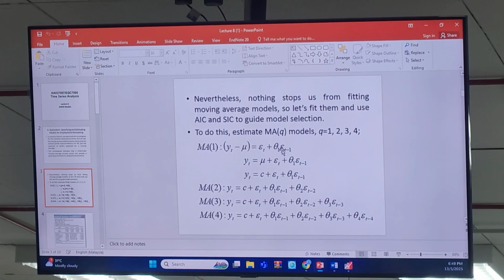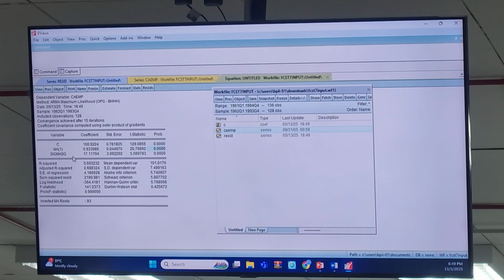So we have MA1, so we have theta. Theta represents the estimate of theta. And then this one, as I mentioned before, because epsilon t is a white noise process with mean 0 and variance sigma square, this is the estimate of sigma square.